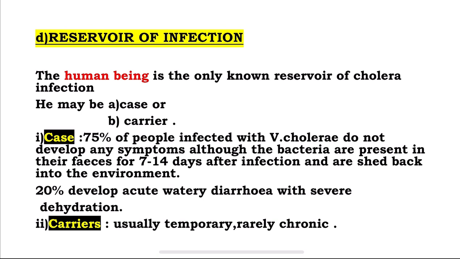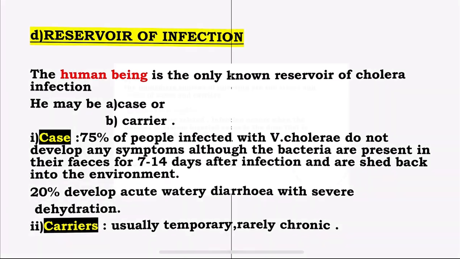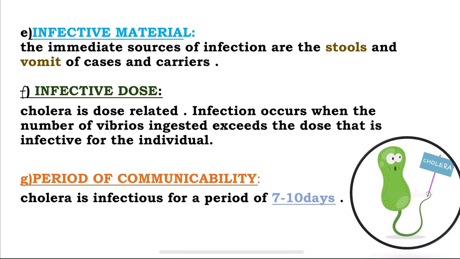And then we have carriers. Carriers can be temporary; rarely they are chronic. Then we move further to the infective material. The immediate sources of infection are the stool and the vomit of the cases and the carriers. And then we have the spread of infection. Then we have the infective dose.